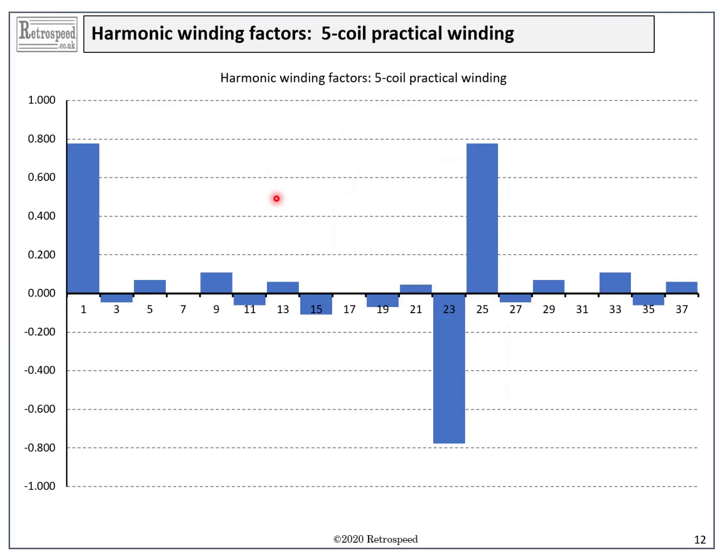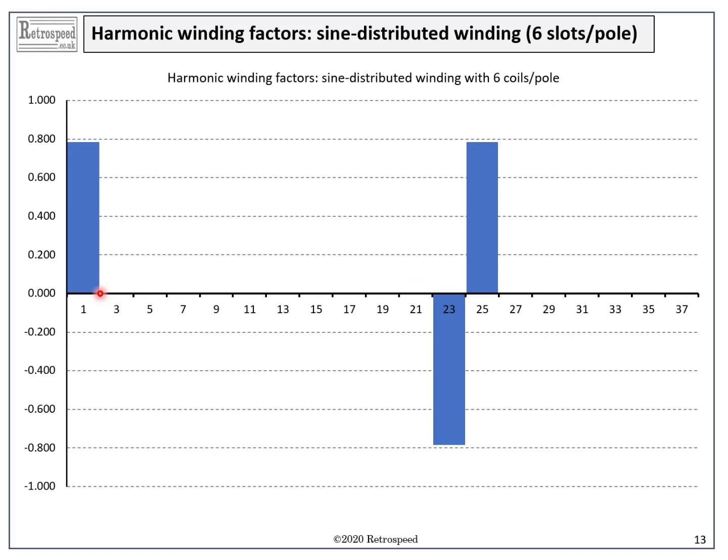Now, if we look at all the harmonic coefficients using Fourier series, we get a chart like this one for the practical winding and this one for the sine distributed 6-coil winding. It's clear that with the sine distribution we have eliminated all the low order harmonics, but these two, the 23rd and 25th, have the same winding factor as the fundamental.